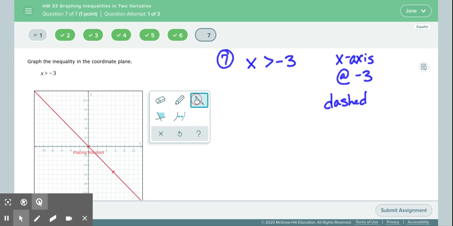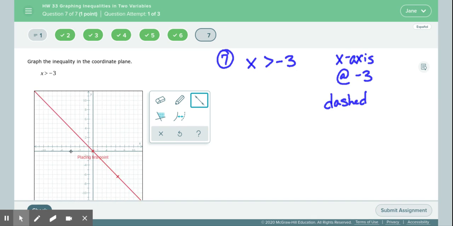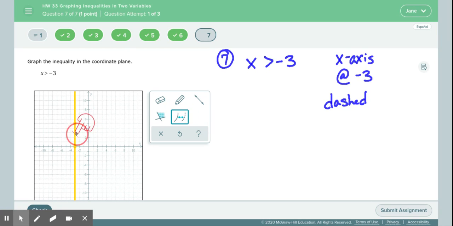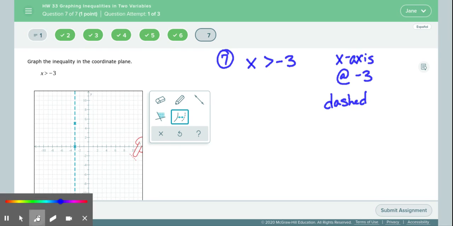So I'm going to get my line tool, find my x-axis, find -3 on the x-axis, and plot a point. And then how am I going to make it so this line only goes through the x-axis? Well, I'm going to go up and down. Now what I need to do is convert that line to be dashed, and then figure out which side I'm going to shade. So pick an ordered pair that is not on your line. Right now this is pointing at 10, -2, so why not? I'll use that ordered pair.